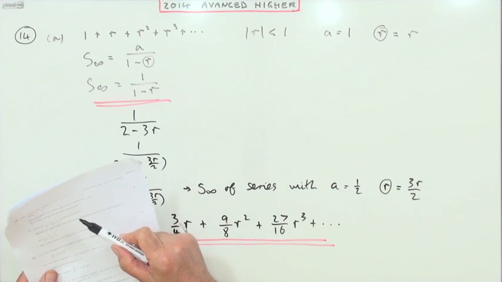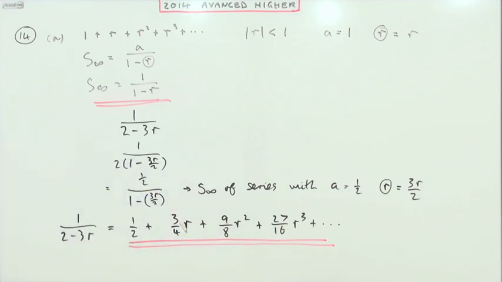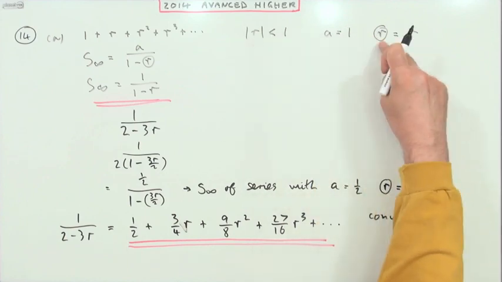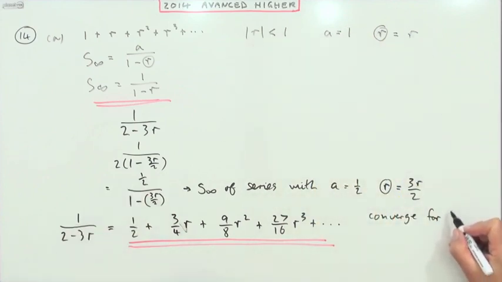And the second bit said, for what values of r is this series valid? Well, valid means converge. That will converge for, I've not left myself a lot of room, I'll just put it over here. It will converge for the absolute value of r less than 1, where r of course means the common ratio. So this will converge for 3r upon 2 is less than 1.